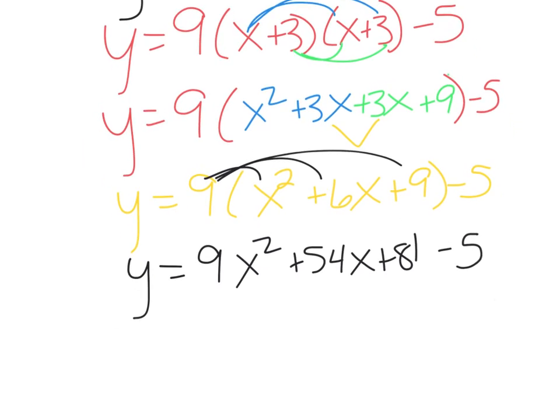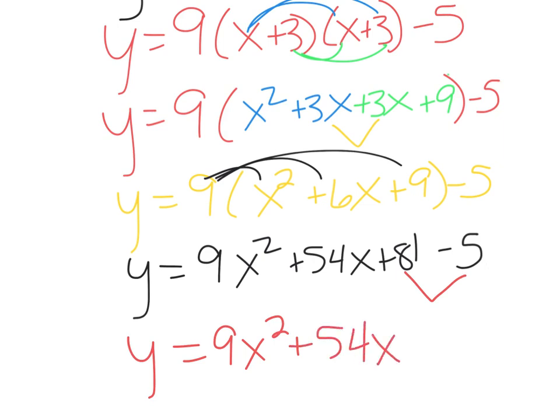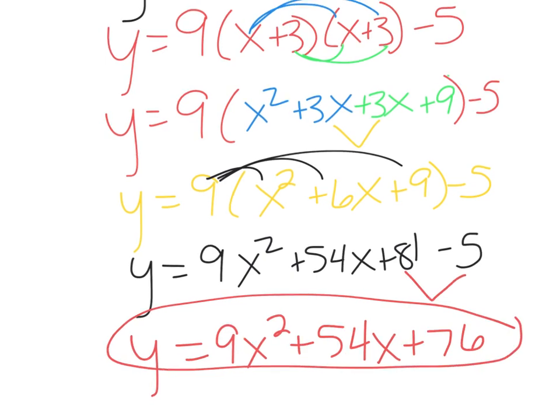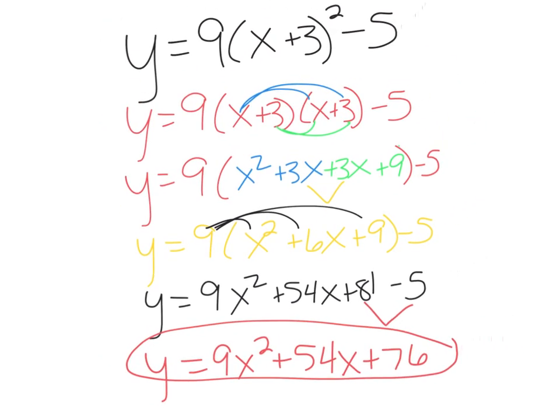And that last step, we have like terms here at the end, those constants, so we can combine those together. 81 minus 5 is 76. And there's the equation in standard form. Alright, so for this one, it's rewrite it, FOIL, distribute, and then combine.